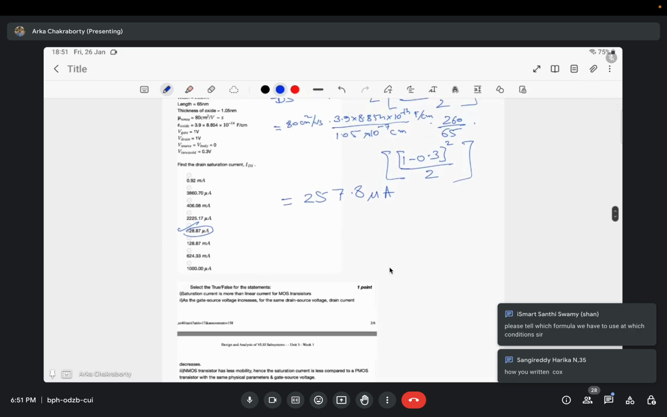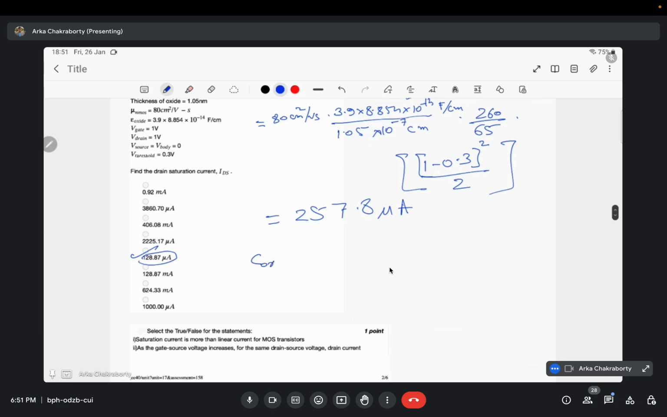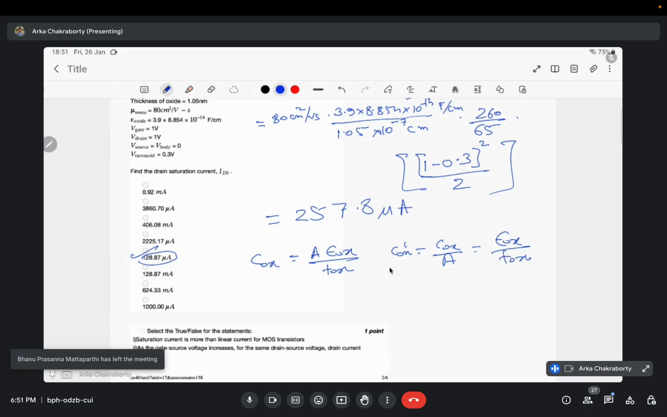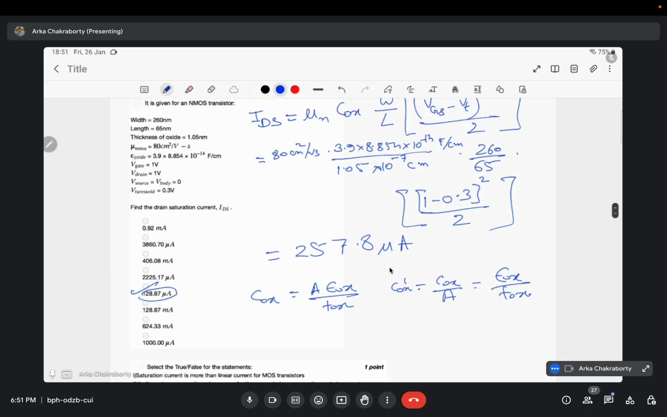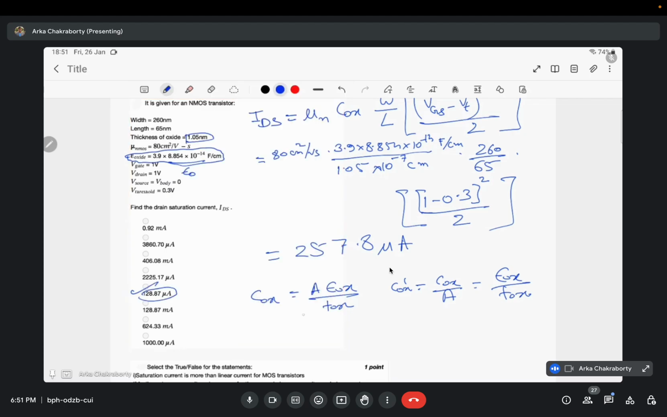Let me check, have I written Cox? Yes, Cox is basically epsilon ox by Tox, the parallel plate capacitor model that you have studied in class 12. Here we are talking about Cox prime basically, which is Cox by A, that is epsilon ox by Tox. Someone writes it as Cox prime, someone likes to write it as Cox only. So here capacitance is epsilon of the oxide by thickness of the oxide, and epsilon of the oxide is epsilon r, that is 3.9 for silicon oxide, times epsilon naught, and Tox is given here as 1.05 nanometer. So we will get Cox as this value.